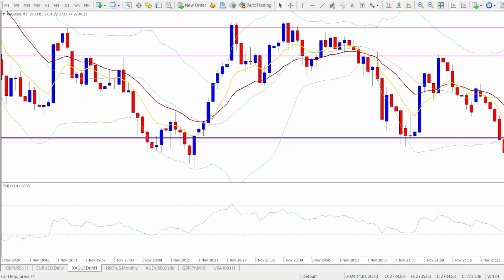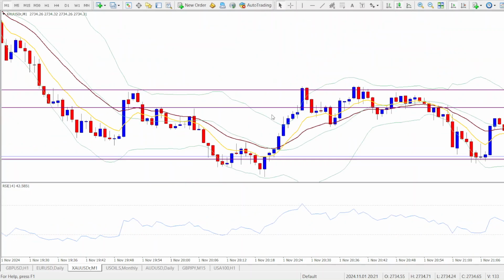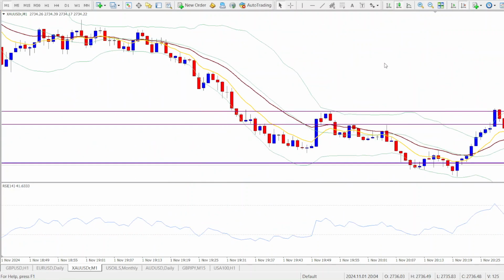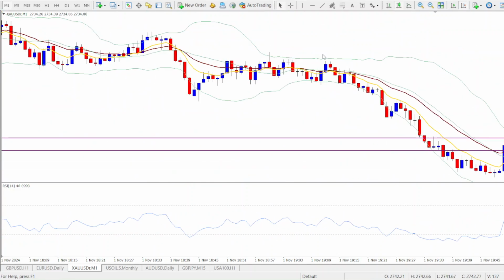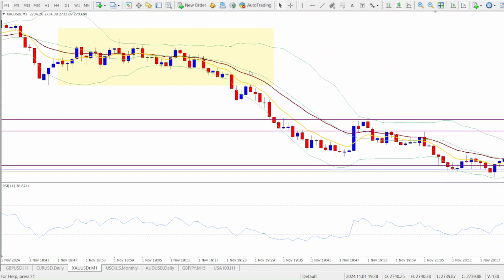Just remember the best setups happen when the bands start to widen after a period of contraction. During times of contraction, it indicates that there's low volatility in the market. So we can see that this was a period of contraction, right? It showed that there was low volatility here. You can see how the Bollinger Bands were trying to squeeze each other. But then after that, we had a little bit of an expansion showing that this is a good time to enter.